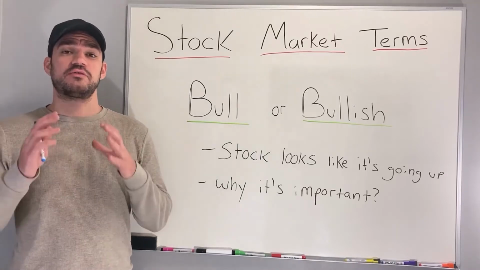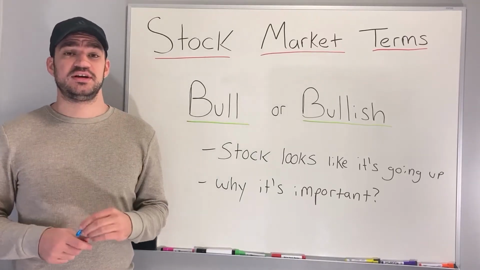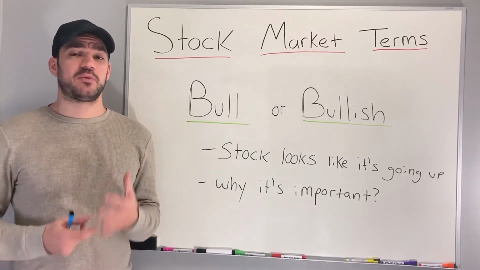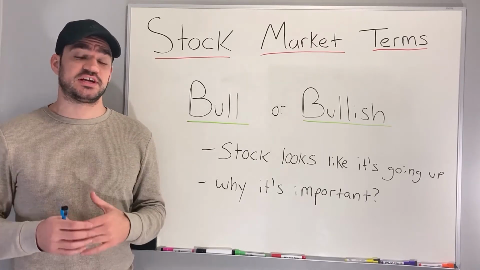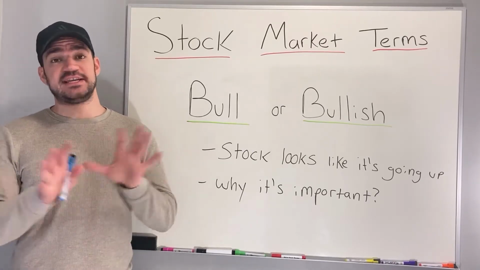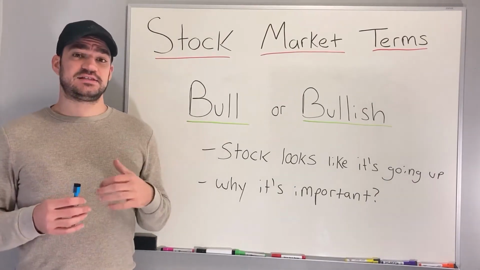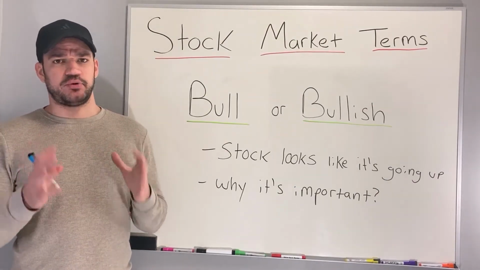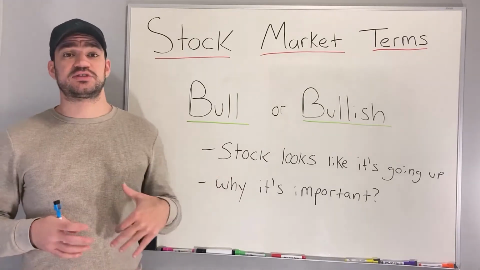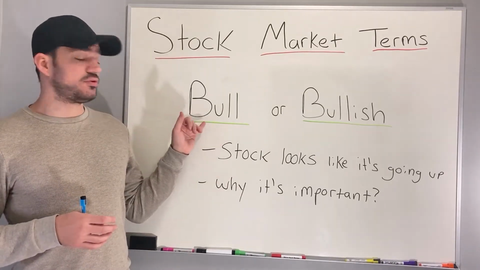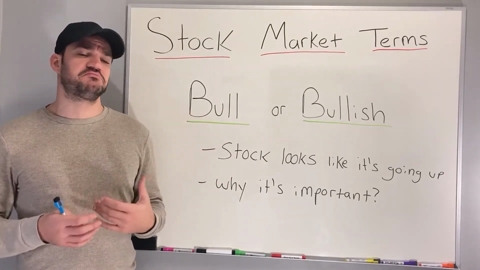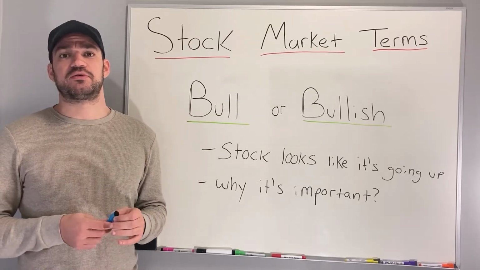Okay, so the first one we're going to go over is bull or bullish. Now you might have heard these terms before, but I want to explain why they can be very important, especially in day trading and really any stock trading that you decide to do. So bull or bullish, simply put, is just a stock that looks like it's going up. And a bull market is when most of the stocks are on the rise.